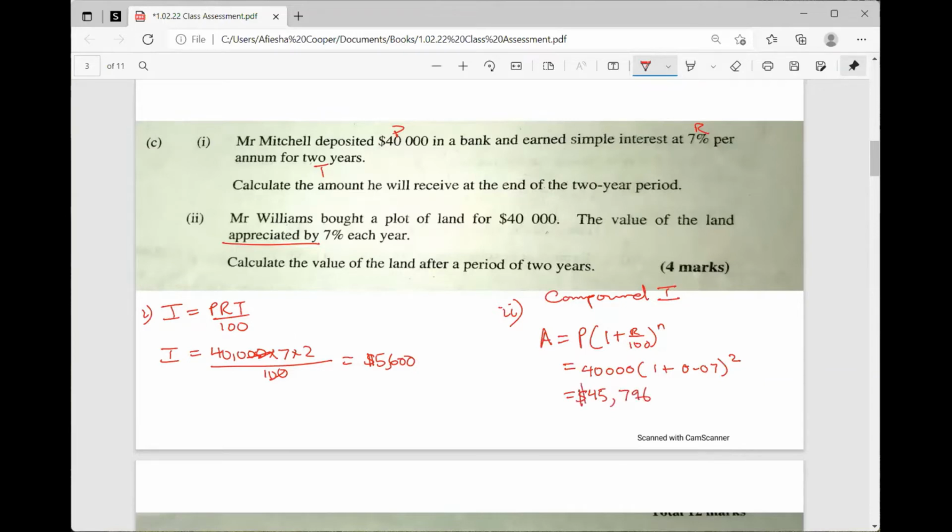Now pay attention, what did they ask us for? The value of the land after the period of 2 years, so this is the answer. If they had asked for the interest on the land, we would have then subtracted the 40,000 from the 45,000. But they asked for the entire value of the land, so we leave it as 45,796. Any questions?